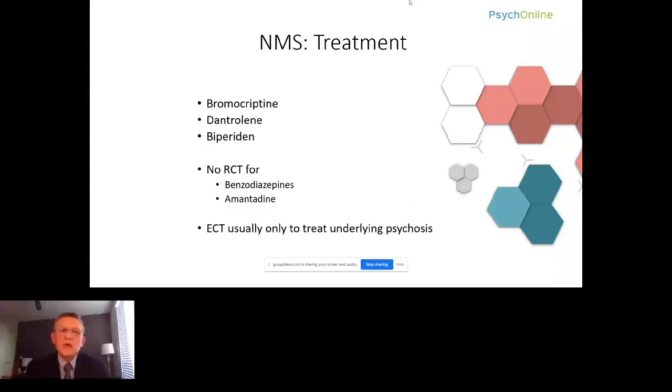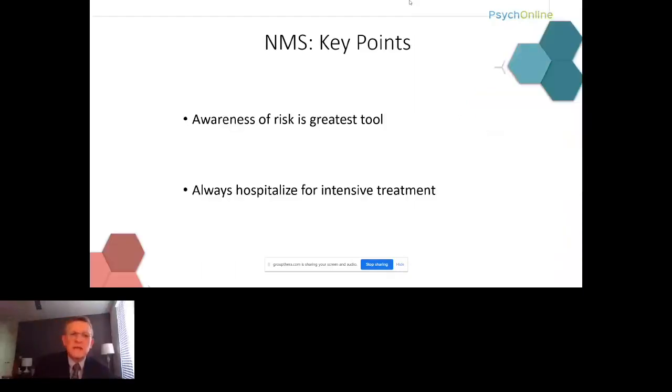There have been studies showing that bromocriptine, dantrolene, piperidine, all can be useful individually or in combination. However, there are no randomized clinical trials showing that benzodiazepines or amantadine can be helpful. Now, when you're reading about NMS, you'll read sometimes about ECT as a treatment, but just make sure that we understand the fine print. They're not talking about ECT to treat NMS. They're talking about ECT to treat the underlying psychosis that you're no longer treating because you're trying to respond to NMS.